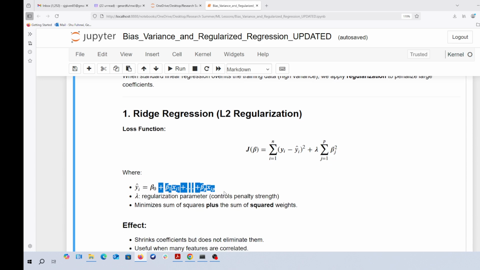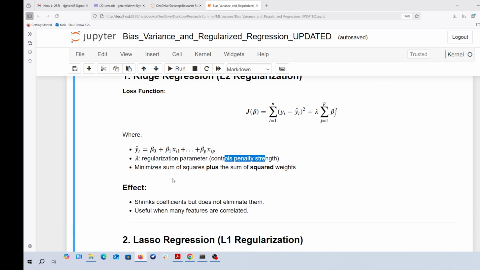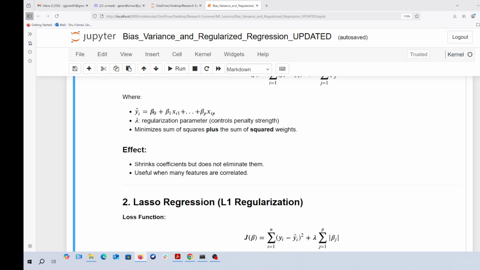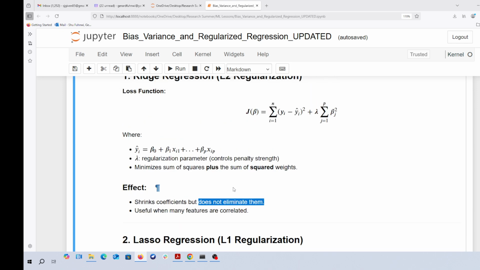We already saw this yesterday. The only thing we are looking at here is this term, which we call the regularization parameter, which controls the penalty strength. The effect of L2 regularization is to shrink coefficients, but it does not eliminate them. It just shrinks those coefficients to be smaller, thereby penalizing or controlling the fluctuations in the training data, so that the model might do well with data that it hasn't seen.